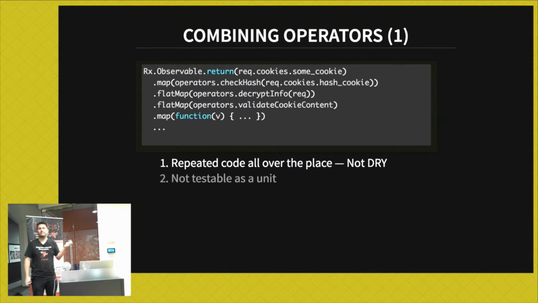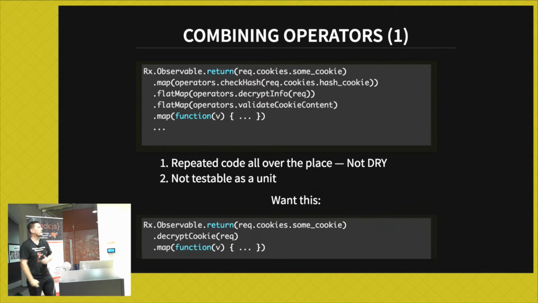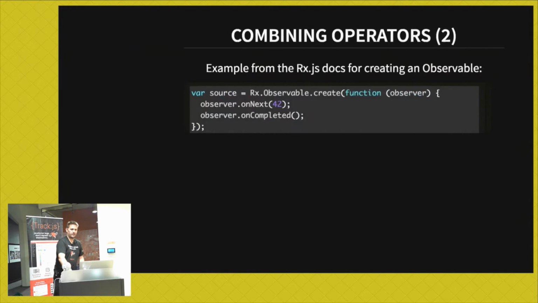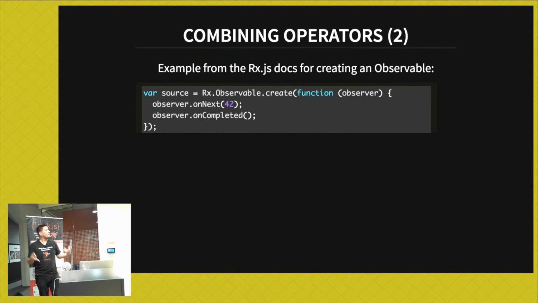It's not DRY, and I can't test it as a unit because it's really a unit, right? I do these 3 steps every single time. What I really want is, I have my cookie, and then I'm going to decrypt my cookie in that function. Much easier to read rather than, what the hell is this? So, how do we start out?